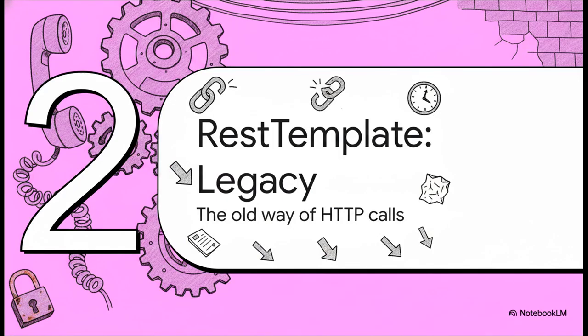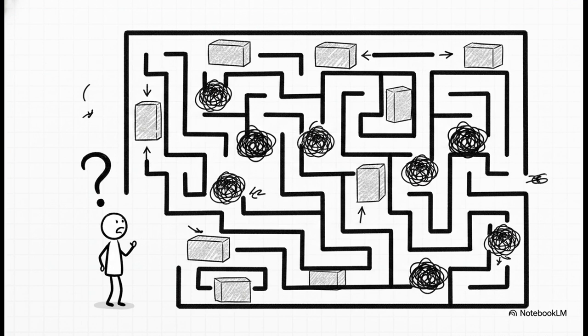Section 2. RestTemplate, the legacy tool, the old way of making HTTP calls. Now, what's really interesting about this slide is the maze-like structure we're looking at. This represents the imperative style. See, RestTemplate forces you into an imperative programming model. That basically means you have to manually tell the system exactly how to handle every single part of the request.